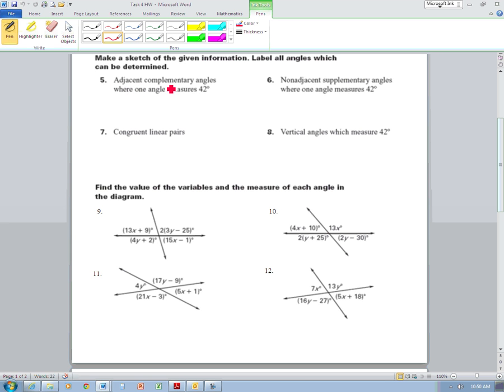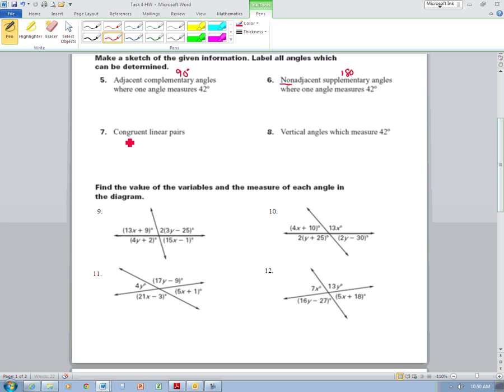Complementary means they add up to 90. So draw angles that are side by side next to each other that add up to 90 degrees. One angle has to be 42 degrees. Non-adjacent means they would not be touching, and this time they add up to 180. Complementary would be adding up to 90. Okay, so two angles that are not touching that add up to 180 degrees.